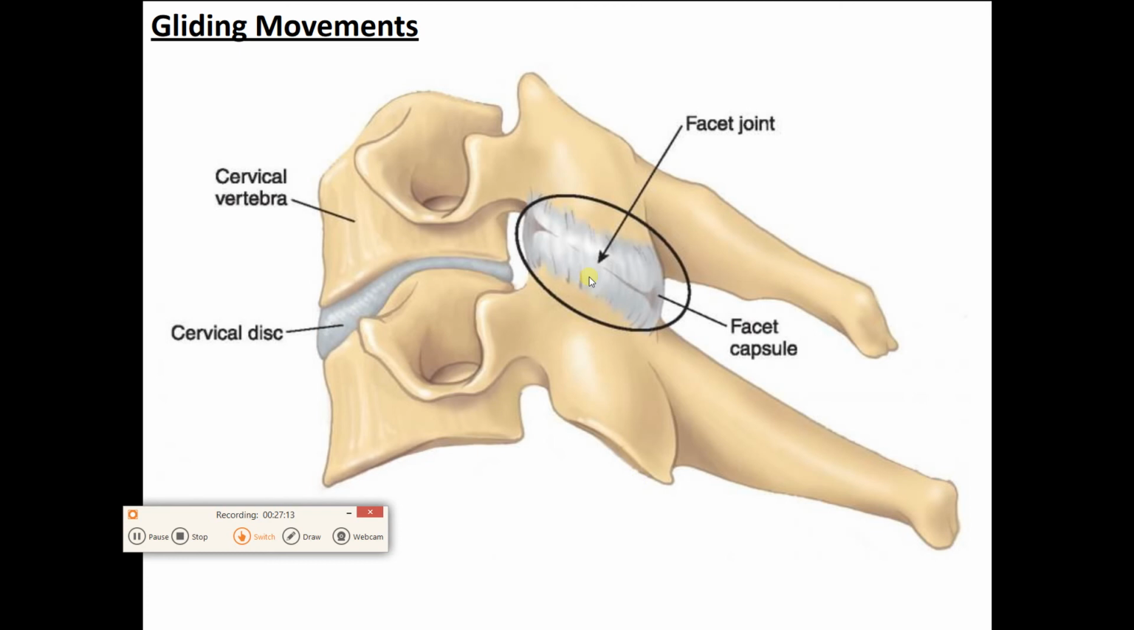Also between the facets in your vertebrae. Remember the superior and inferior articular facets in your vertebrae? If you looked at the lab on, what was that, lab number 11, if you've done that one, those superior and inferior articular facets, those joints are going to allow for gliding.